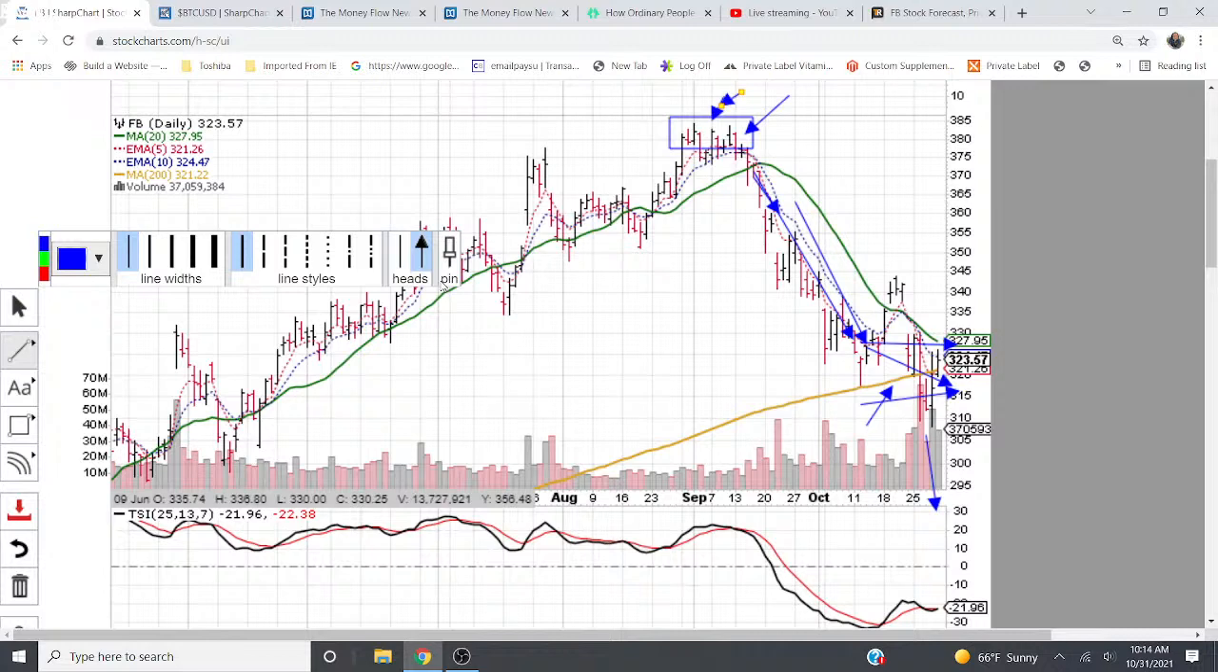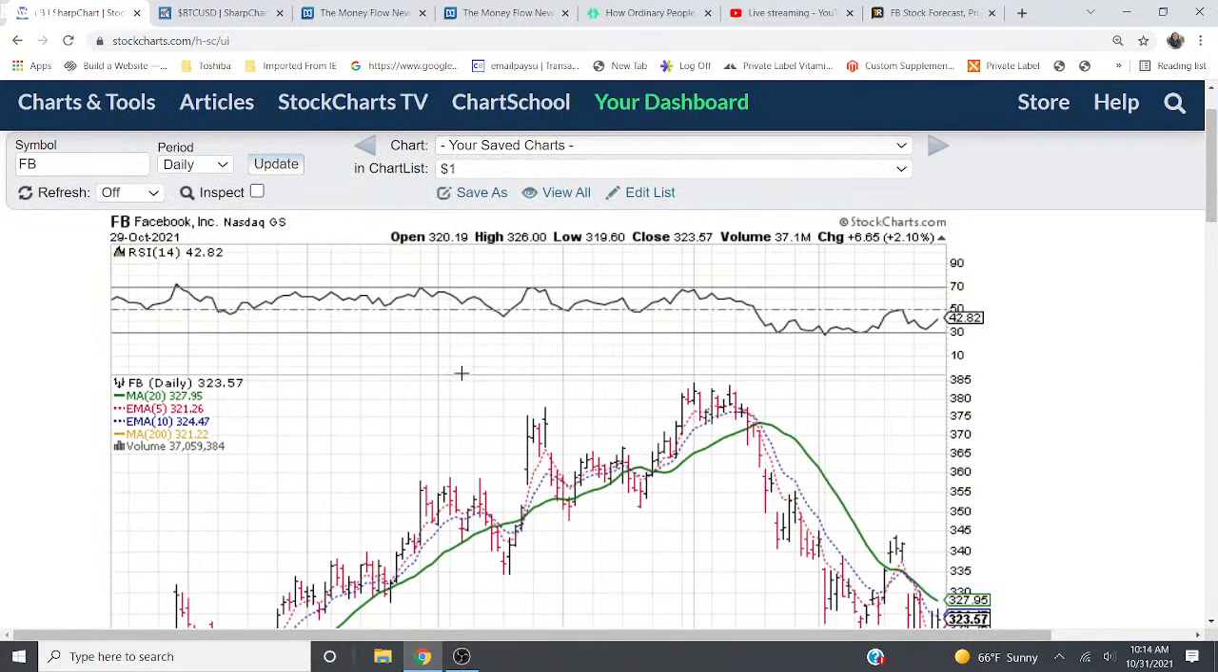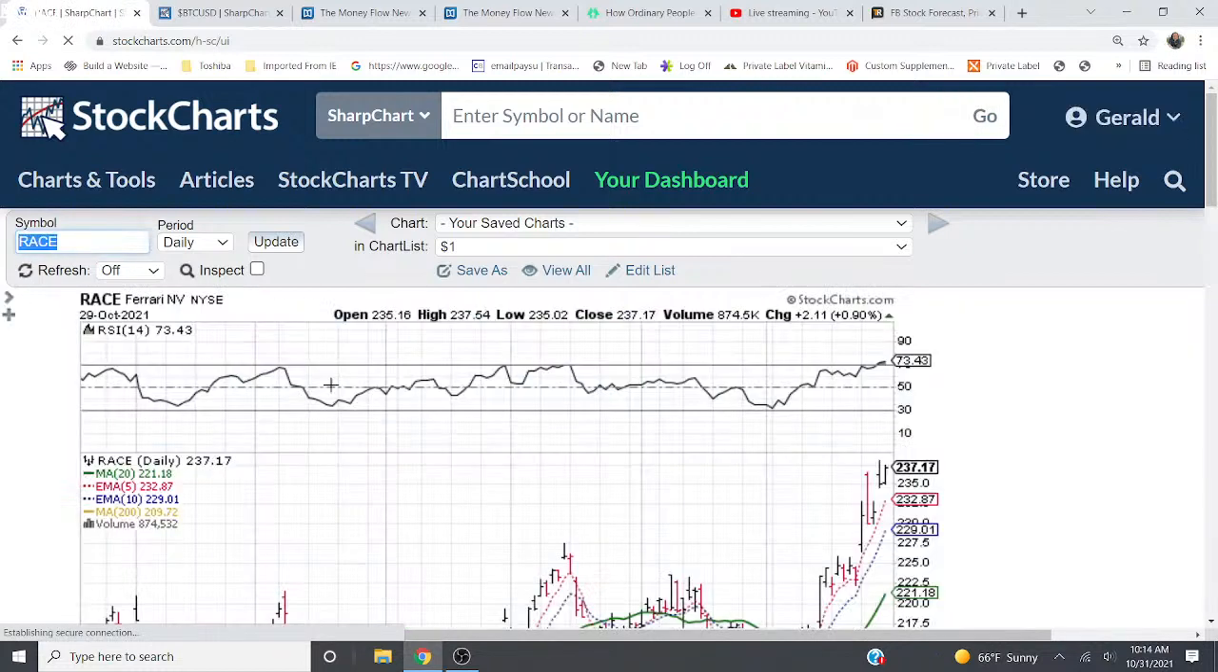Man asked about race and earnings. I don't really take into account earnings. I'm not day trading. You got to get real clear about what you're doing. I don't day trade, so I really don't care about earnings. It's not that I don't care about their earnings. I don't know what earnings are going to do.